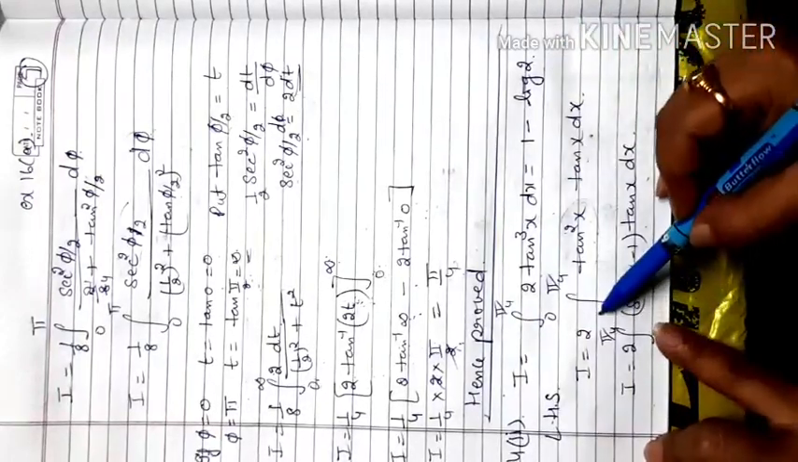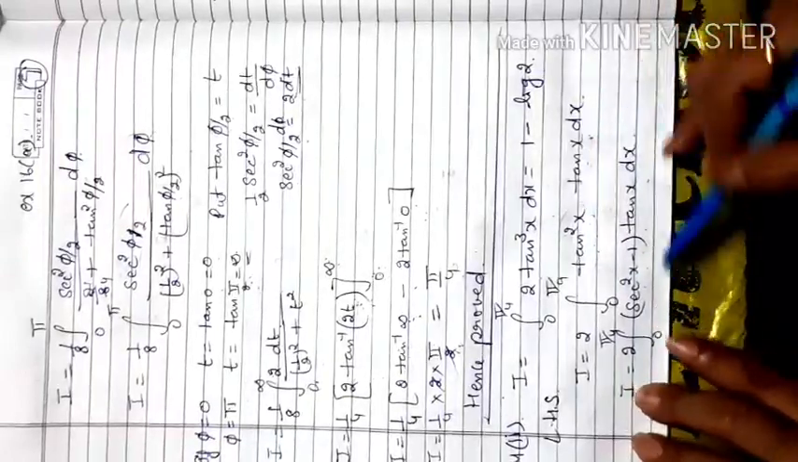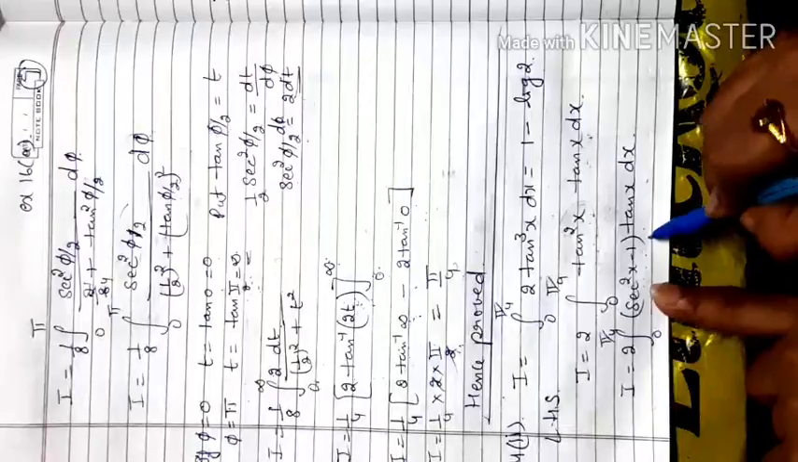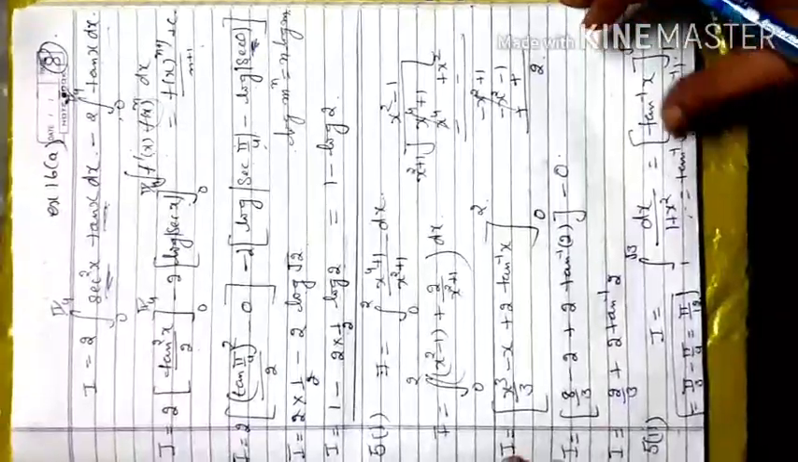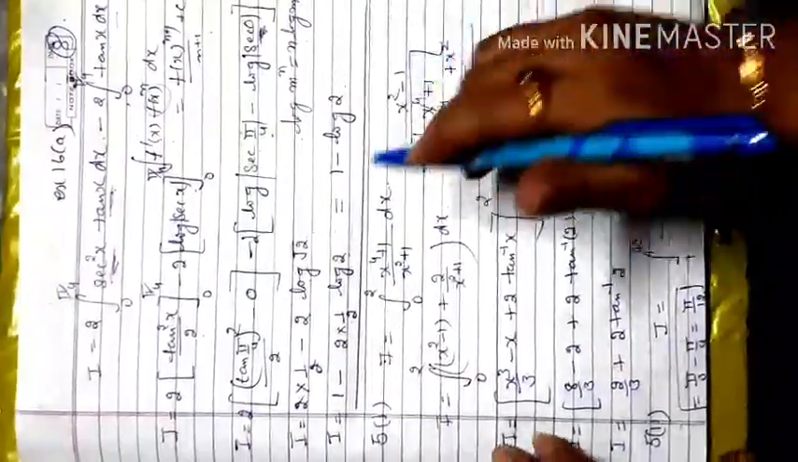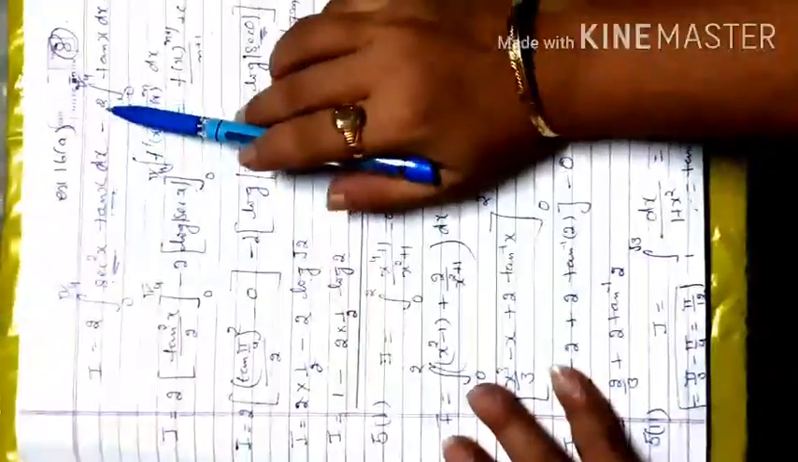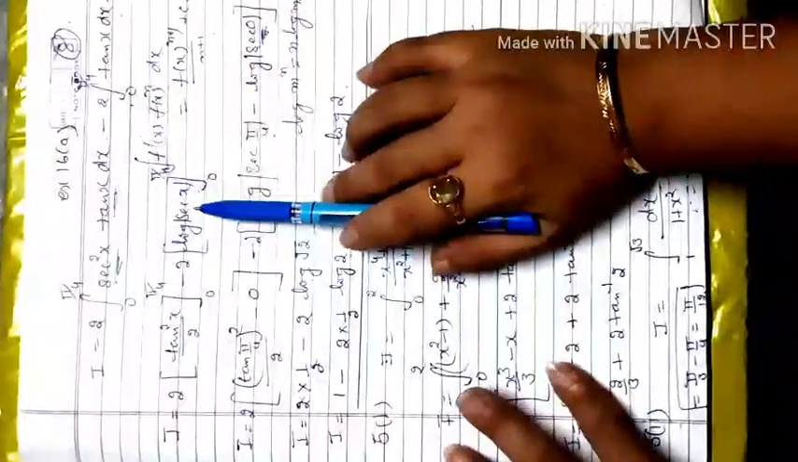Now here, from 0 to pi by 4, take 2 out common, and separate tan square x and tan x. Tan square x is converted using the identity secant square x minus 1, times tan x dx. Now when you separate all the terms, that is 2 secant square x tan x from 0 to pi by 4, minus 2 times the integral from 0 to pi by 4 of tan x. Integration of tan x is log secant x.